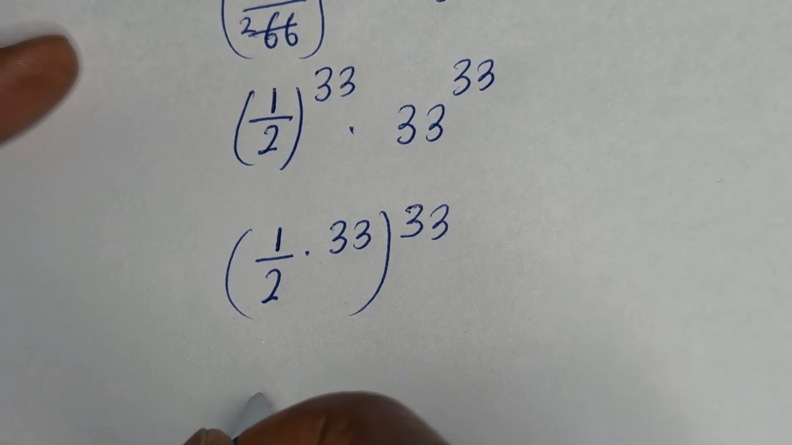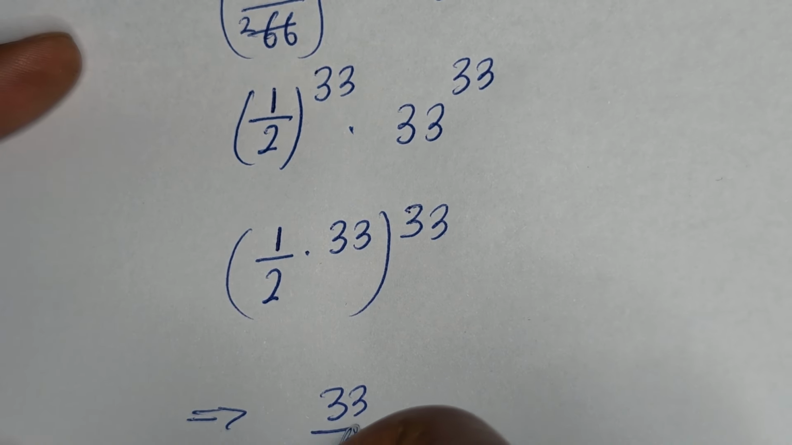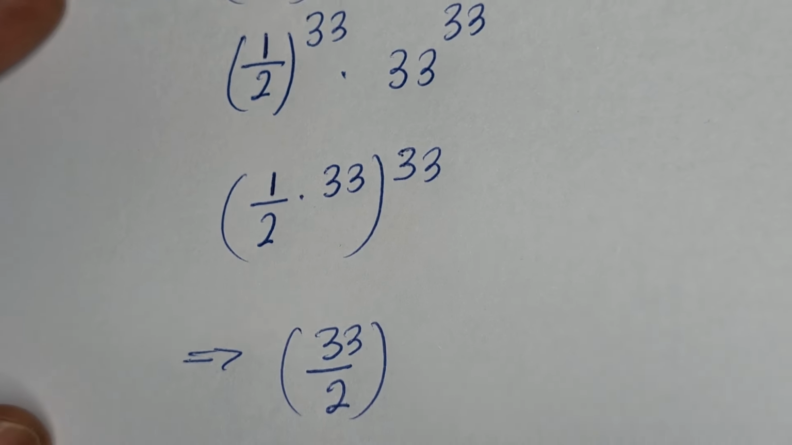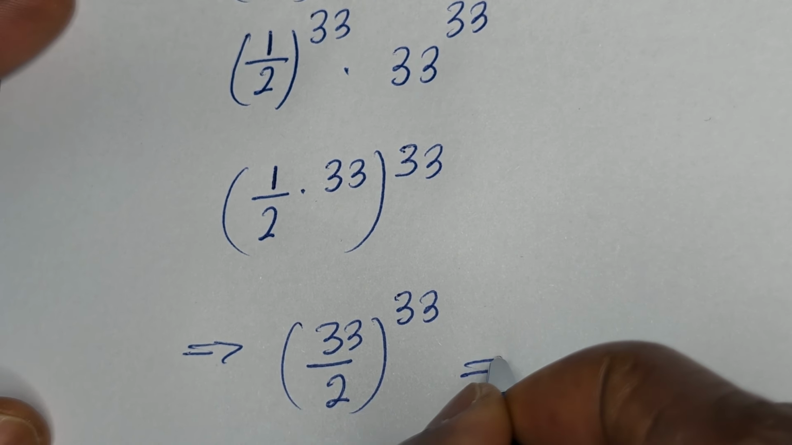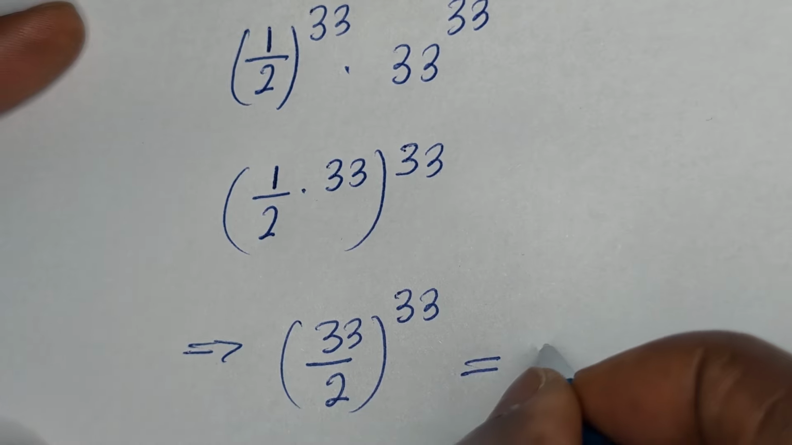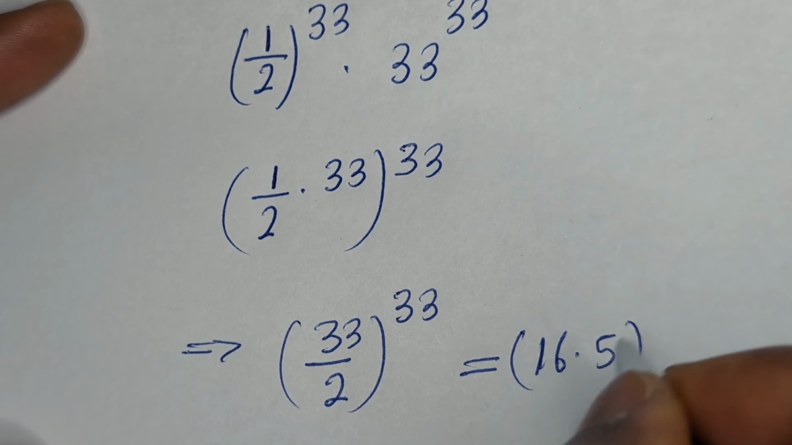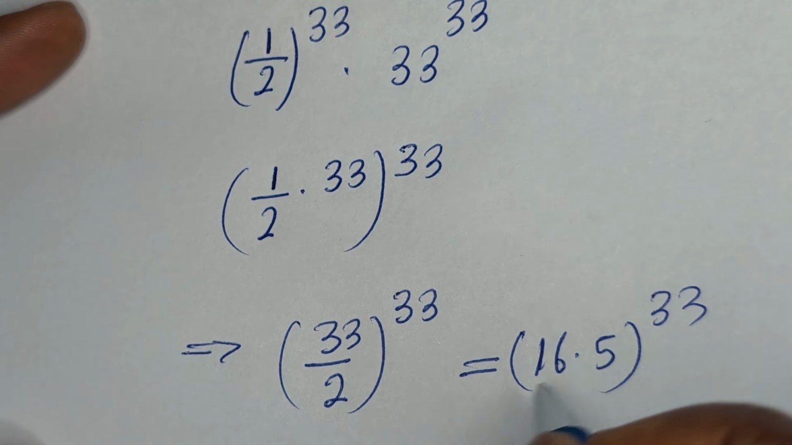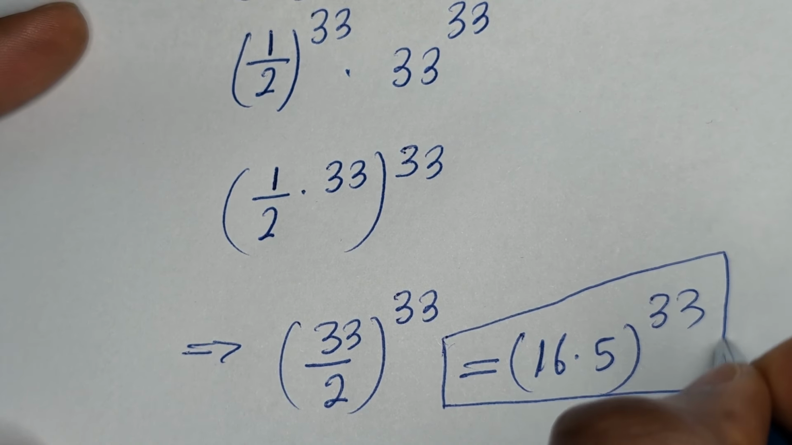Then here we have 33 over 2 to the power of 33. And this is equal to 16.5 to the power of 33. This is the final answer if you use the second method.